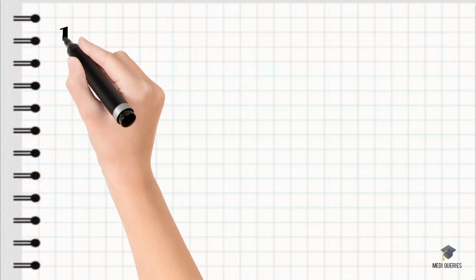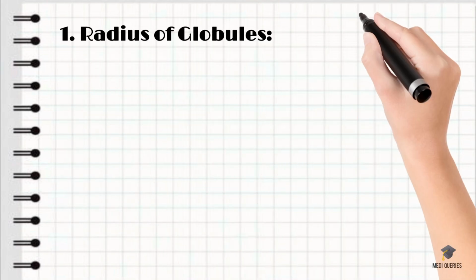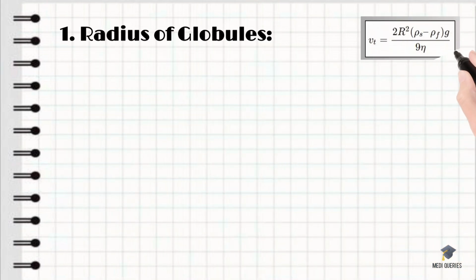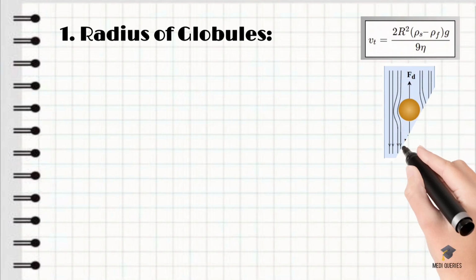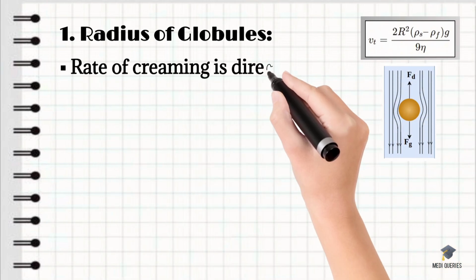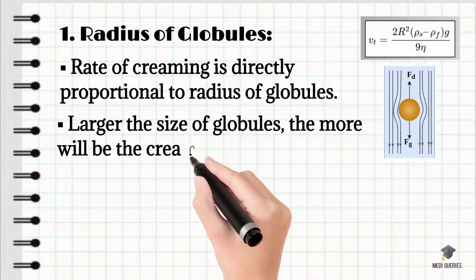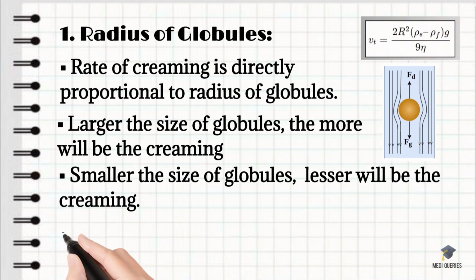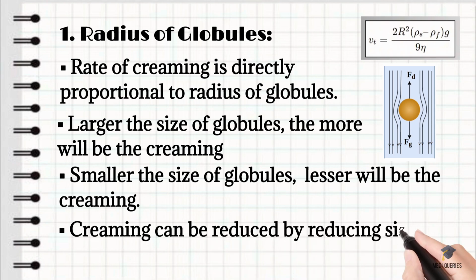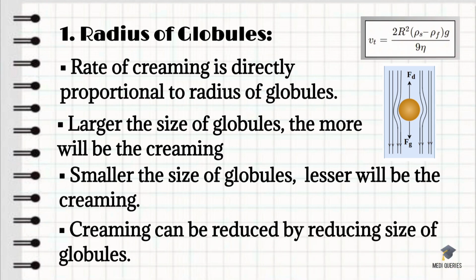The first factor is the radius of the globules. The rate of creaming is directly proportional to the radius of the globules. The larger the size of the globules, the more will be the creaming, and the smaller the size of the globules, the less creaming. So the smaller globules will rise less quickly than the large globules. Hence creaming can be reduced by reducing the size of the globules by passing the emulsion through a homogenizer.